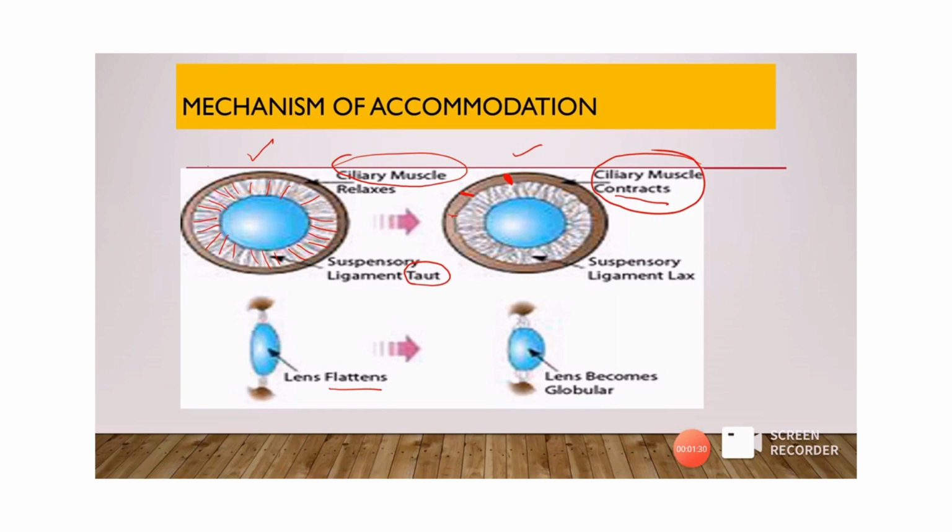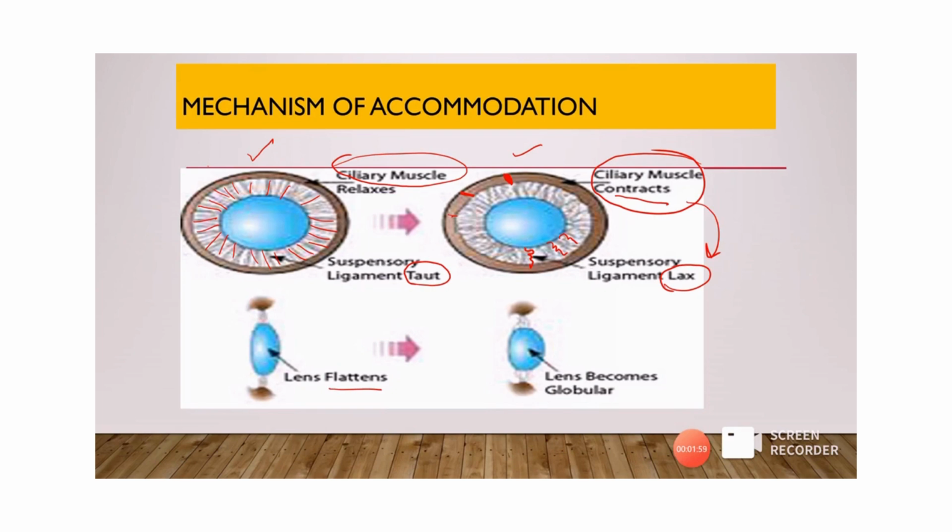So what happens to the ligaments? What happens to the space here? This space will get narrowed, and therefore the suspensory ligament will now become more loose. Because of contraction of the ciliary muscle during accommodation, the suspensory ligaments will become loose or lax. Now as they become loose or lax, their hold on the lens will also become loose, right? So now the lens becomes more free to move in its own way.